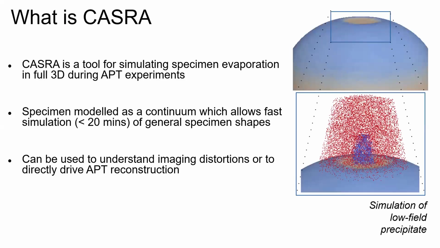So there's just an example of the simulation of a low field precipitate and its subsequent reconstruction. You can see the sort of narrowing distortion that occurs.